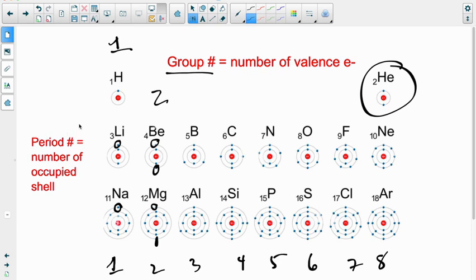The period number, if you go back to the periodic table earlier, is the rows going from left to right. The row number will tell you the number of occupied energy levels. So if you're in row 2, you will have 2 energy levels, and you can see all of these have 2 energy levels. If you're in row 3, these all have 3 energy levels.